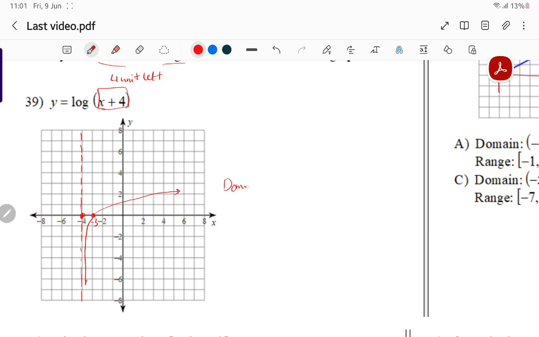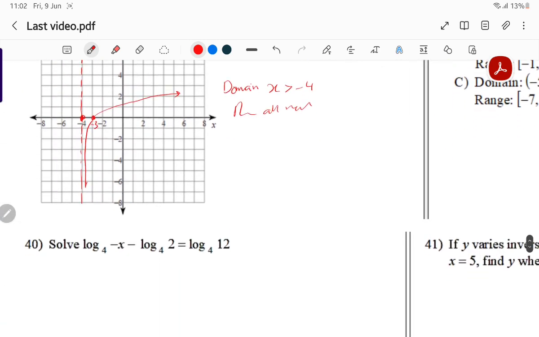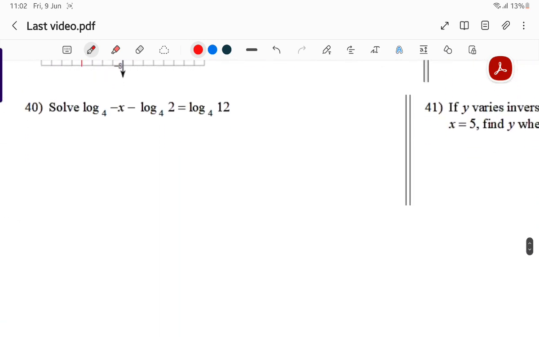And the domain is all x greater than -4. As you see, we are greater than -4, and the range is all real. That's it for this example. It's easy, right?